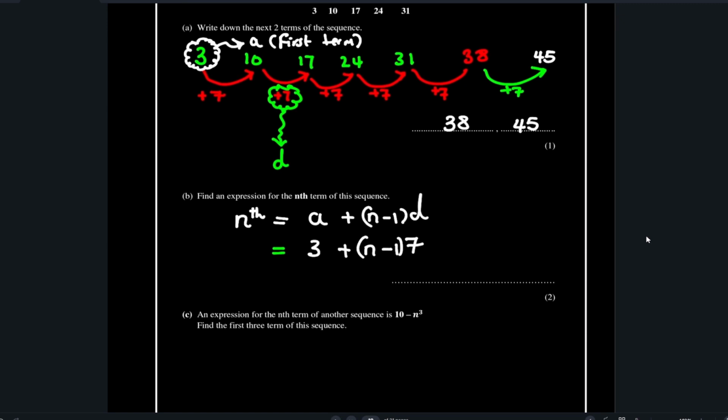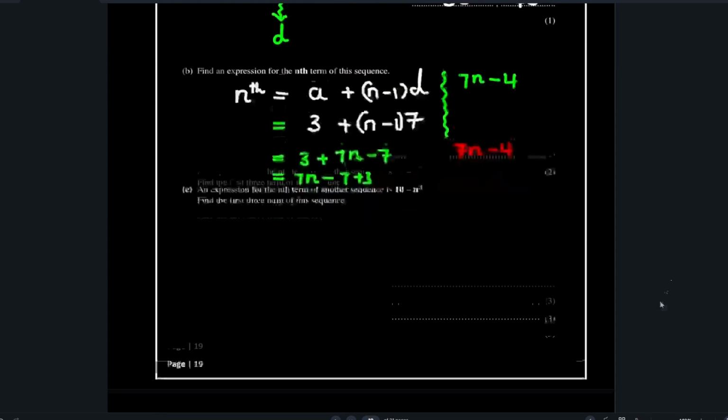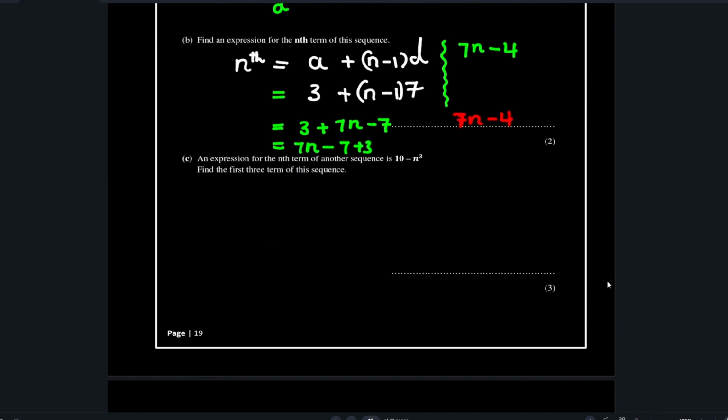So n remains the way it is. Open the brackets. Simplify. Put the like terms together. And then we shall have our expression as 7n minus 7 plus 3, which is going to translate to 7n minus 4. This is now the general expression that can enable you to find any term. If you are told to find term 100, it means n in that case is 100. So it will be 7 times 100, which is 700, minus 4. You are going to get 696.